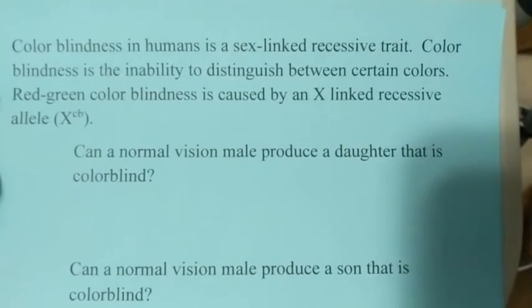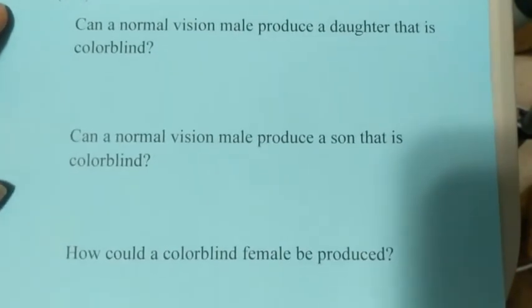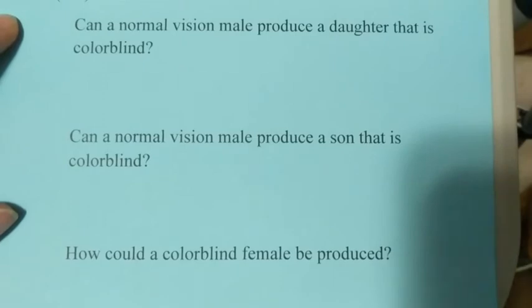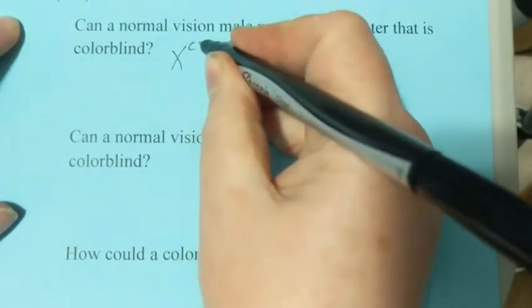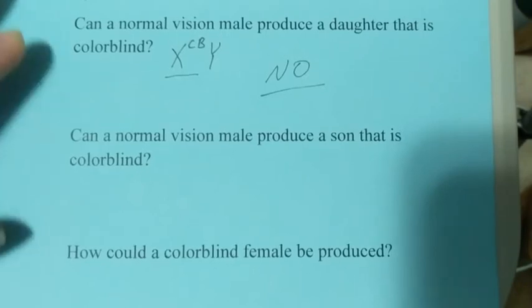Now, in these next questions, we're still staying with color blindness in humans. Can a normal vision male produce a daughter that is colorblind? Well, a normal vision male has that genotype, so he only has a dominant copy of the gene. So no, he cannot have a daughter that is colorblind, because he will always give the dominant copy of the gene to his daughter, so every one of his daughters will have at least 1 dominant copy of the gene and thus will be able to see colors.